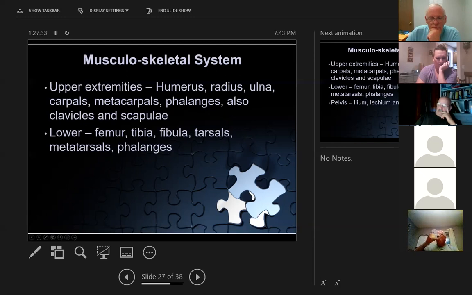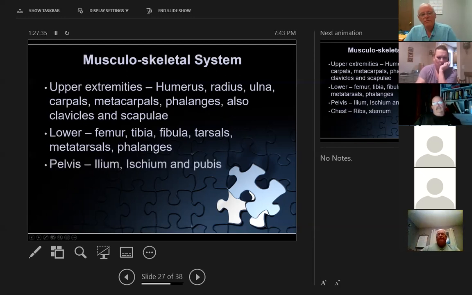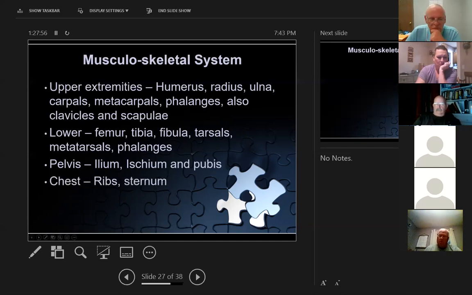In the pelvis, we have 3 main bone areas. The biggest one's called the ilium. Those are the big wings of the pelvis. And then the ischium is the smaller one that has the holes, if you ever see a skeleton, that go inferiorly. And then on the front end of the girdle, if you will, we have the pubic bones. And in the chest, of course, we have ribs and the sternum. And interestingly enough, the ribs do not directly attach to the sternum. We'll talk about that in a minute.